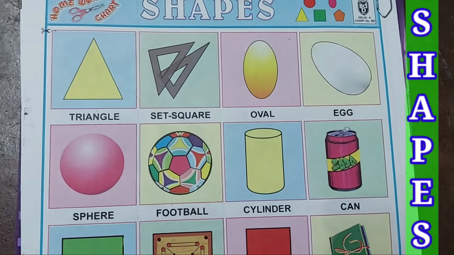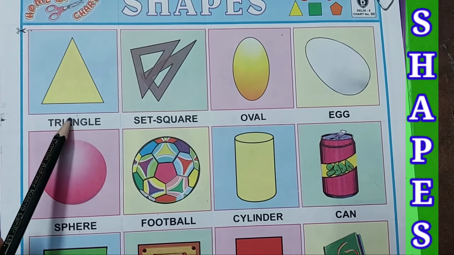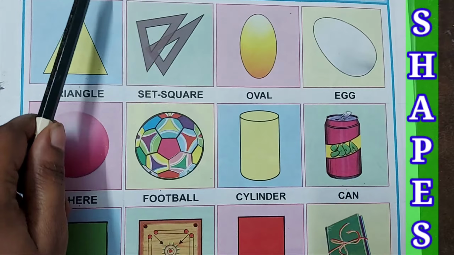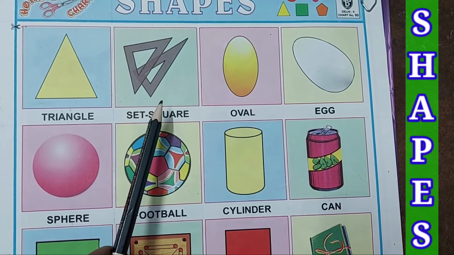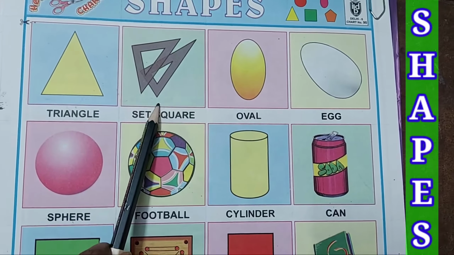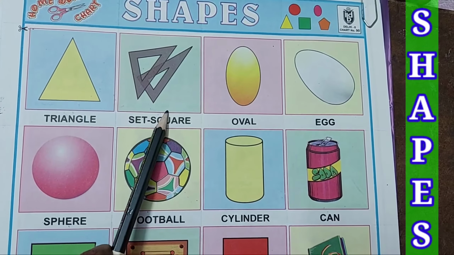First, this is a triangle. This is the triangle shape. A triangle has 3 sides: 1, 2, and 3. Next, a set square. This also has 3 corners.